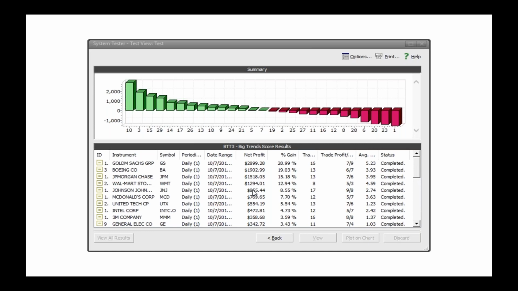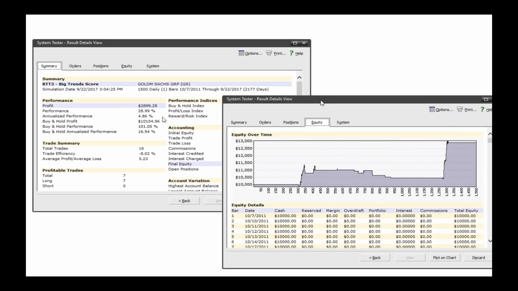So scanning will be really, really important with this. The ability to test it and get an idea of how well it works and what stocks it works well with is a very, very good capability as well. And of course, that's going to come with the full system tester report. So how it worked over time, how often you're trading. This equity over time and these equity charts are very, very important to be able to look at.